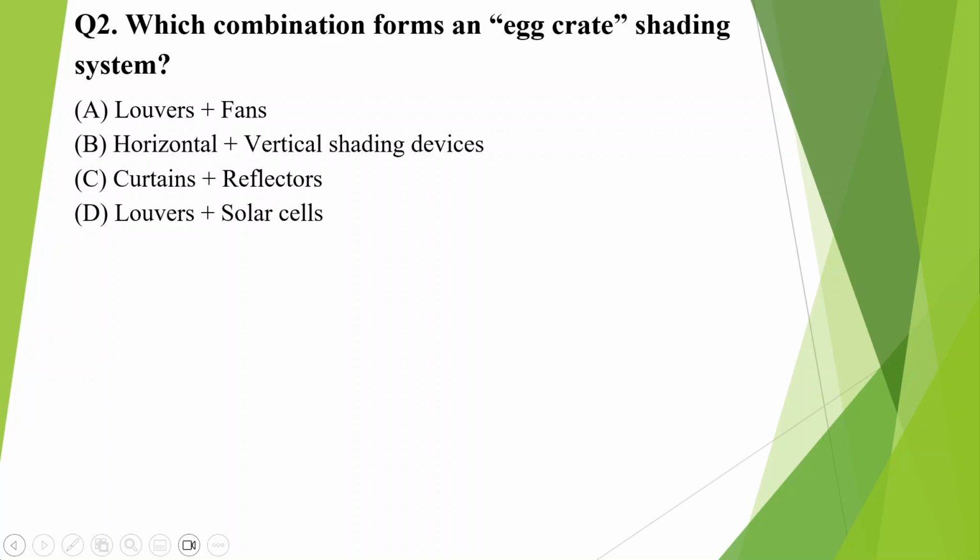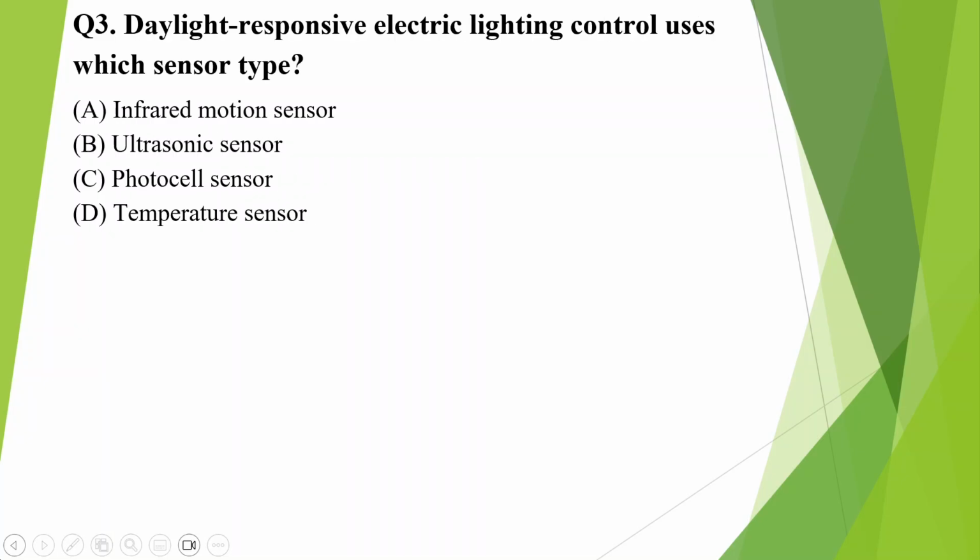So let us move to the third question then. Here is the third question for you all, guys. The third question is asking you about the daylight responsive electric light control. So if you have put some sort of sensors which is detecting the daylight, and based upon the daylight, it is regulating the electrical light controls, which type of sensor would you prefer for this particular purpose in your home? That was the question which was asked to you.